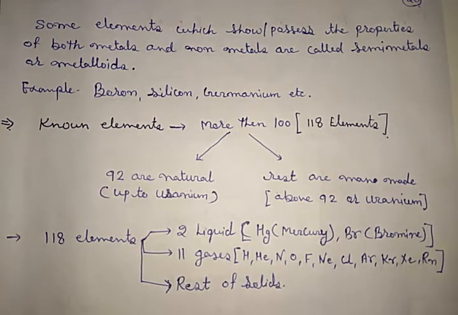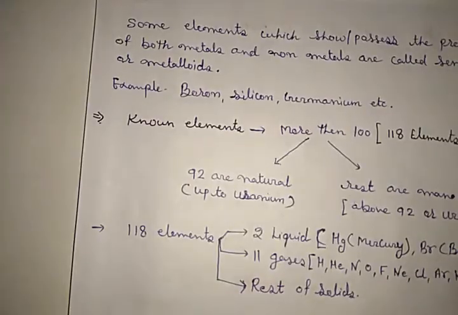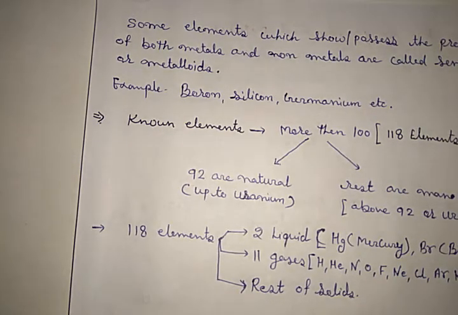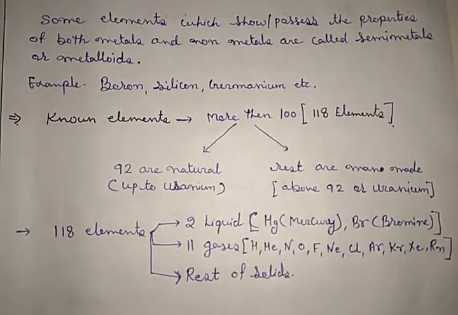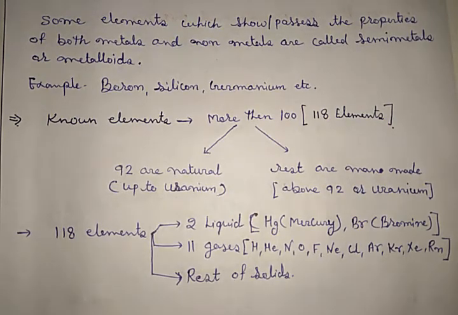Scientifically, the research about the elements has crossed 150, but the recommendation of IUPAC, that means International Union for Pure and Applied Chemistry. IUPAC is an organization which is related with chemical names, nomenclature, and rules of naming the elements and compounds.